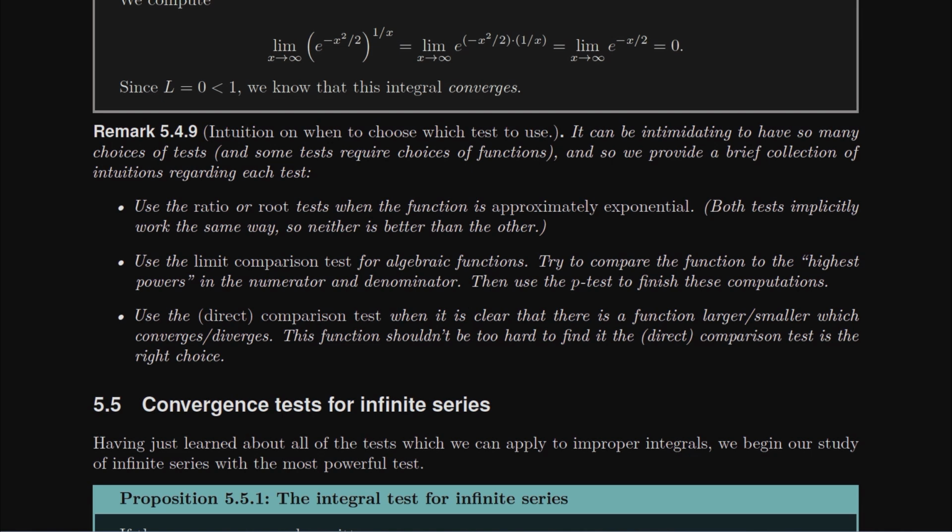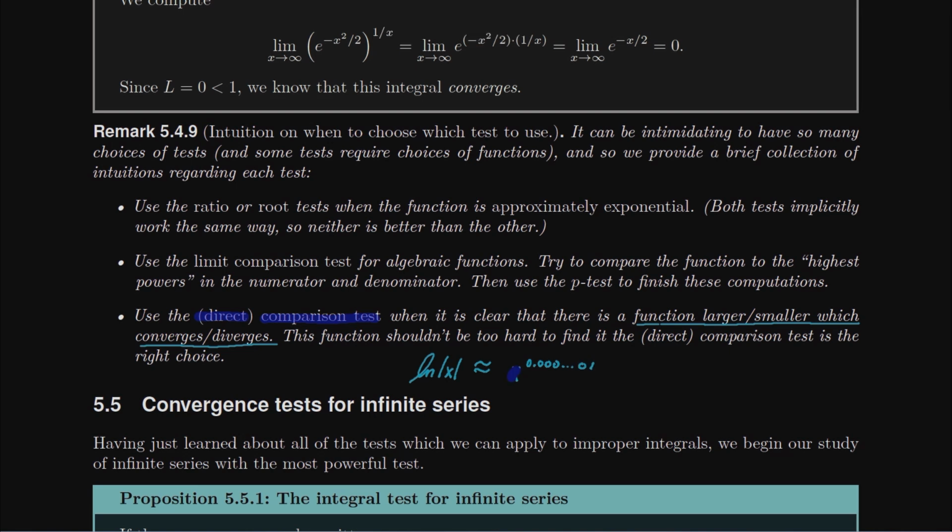If everything else fails, you may periodically have to use the direct comparison test. A lot of times that's going to be the case when you have logarithms. So when you have a function that's clearly larger or smaller, which converges or diverges, if you have a logarithm in your function, think about it as approximately equal to x to the power 0.0001.